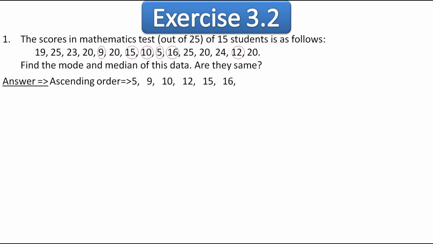Next 17 we don't have, 18 we don't have, we have 19, so I'll write 19. And now we have 20 here, so I'll write 20. One more 20 we have, so I'll write 20 again, and again one more 20. Now we don't have 21, 22, 23 we have, so I'll write 23. Next we have 24, I'll write 24. And now we have 2 times 25, so I'll write 25 two times. Okay, so I wrote all the data in ascending order.